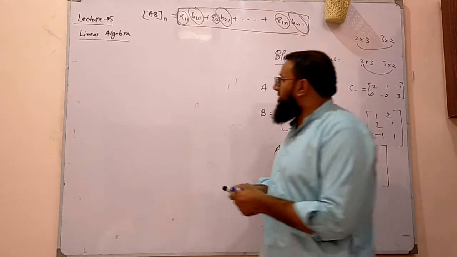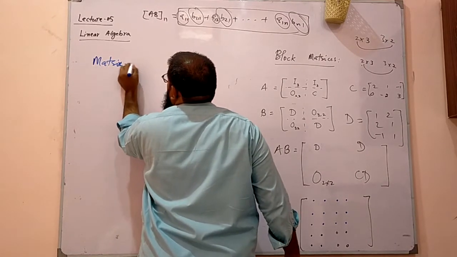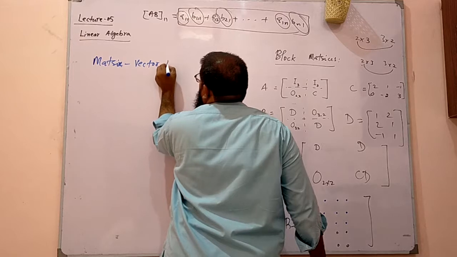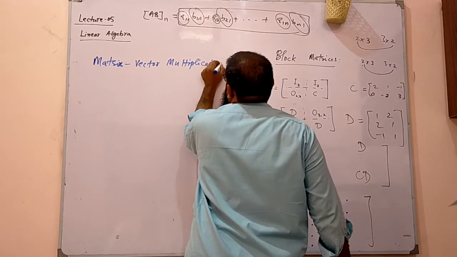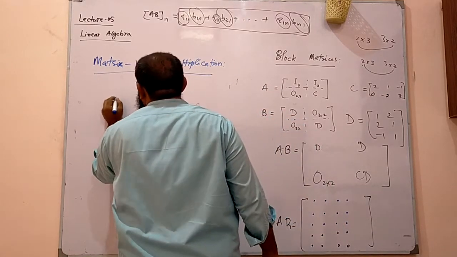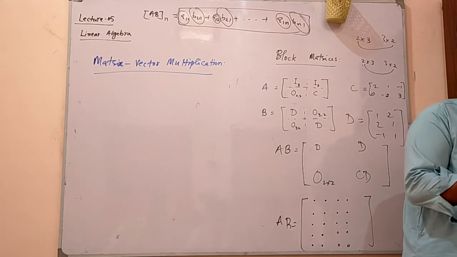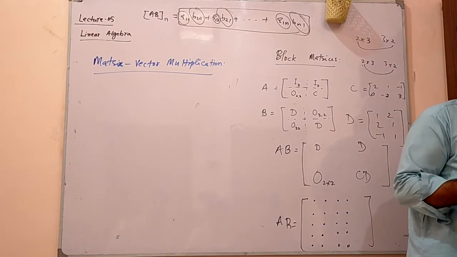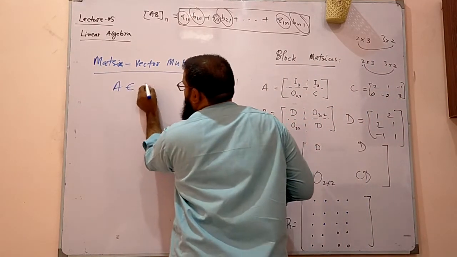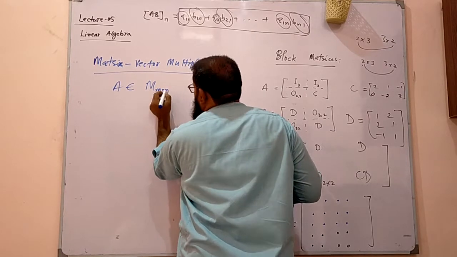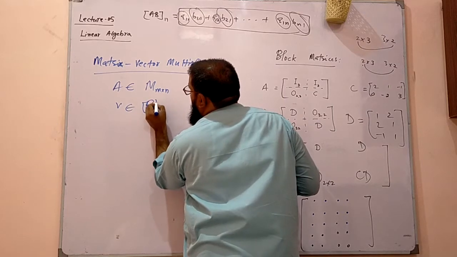So now matrix-vector multiplication. You have some vector V and you are going to multiply it with some matrix A. So A belongs to R^(m×n), let's say, and V is a vector in R^n.